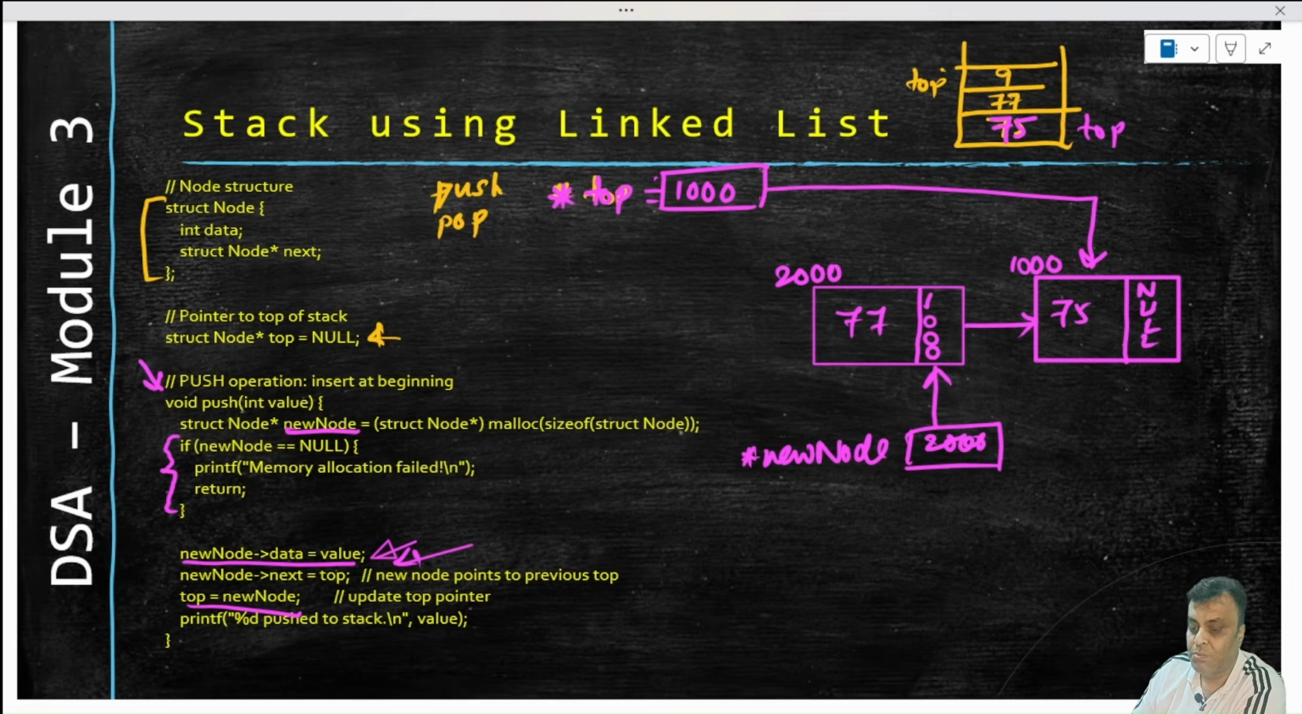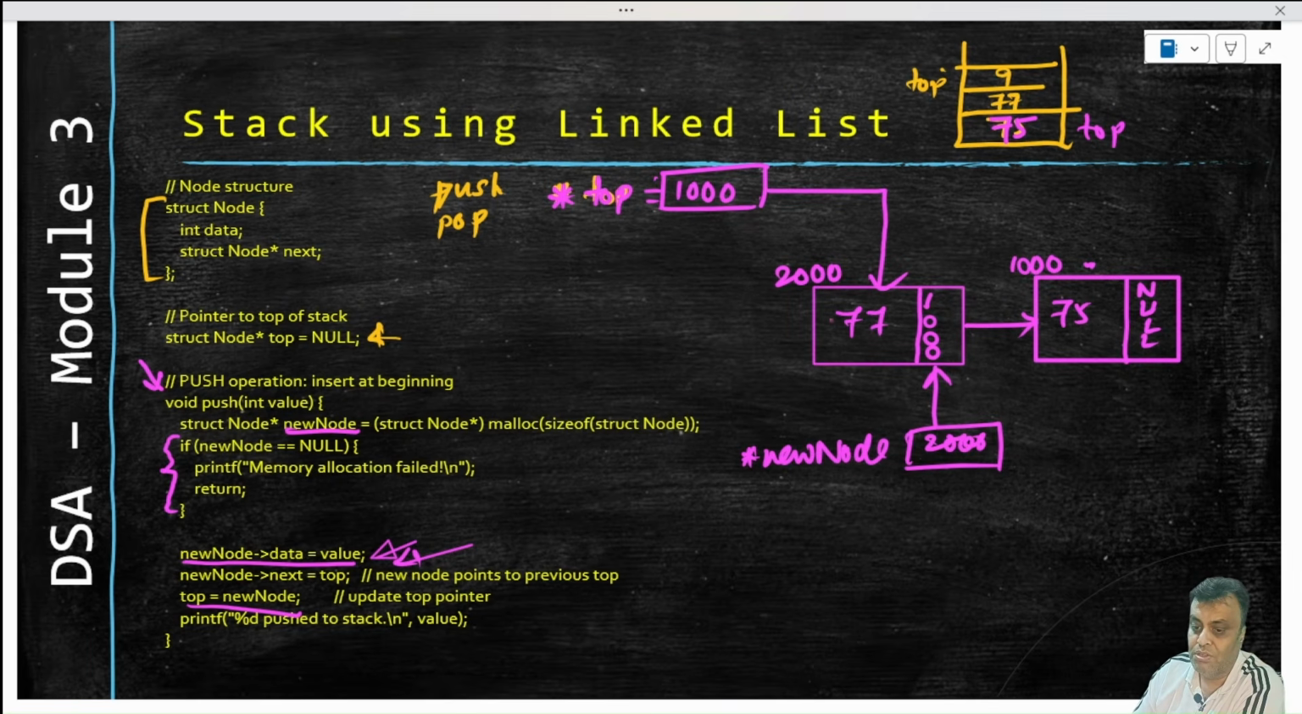So this now starts pointing here. And what do you think top should point? Top should point here, right? So top should not point here anymore, because 77 is the top element now, and therefore top should start pointing here. And how will that happen? We will say top equal to new node, right? So we'll say top equal to new node.